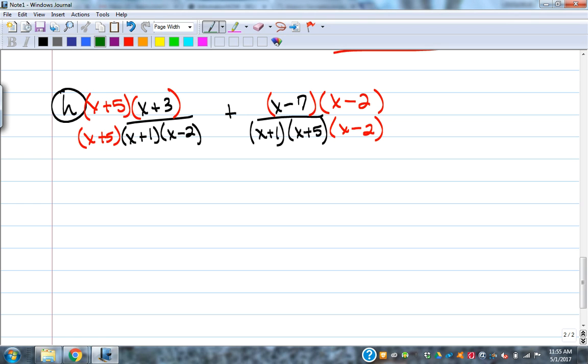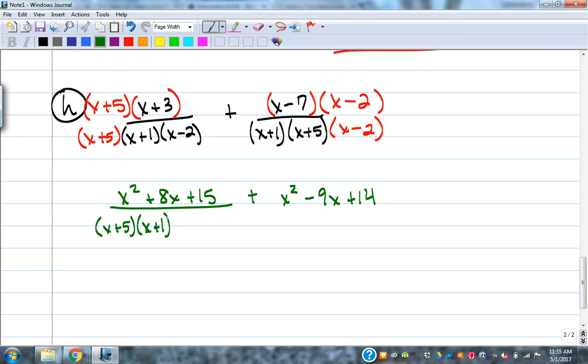A little bit more difficult on this one because you've got to multiply out x plus 5 times x plus 3, and then x minus 7 times x minus 2. So this is going to be x squared plus 8x plus 15. This one will be x squared minus 9x plus 14. The denominator, x plus 5, x plus 1, x minus 2, and x plus 5, x plus 1, x minus 2. The same denominator now. And then we're adding.